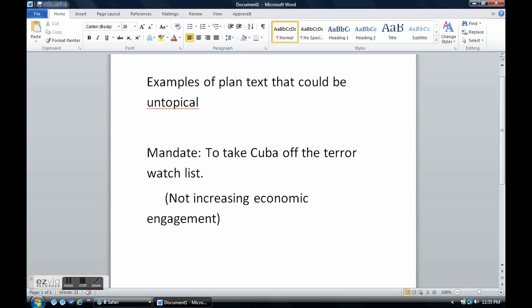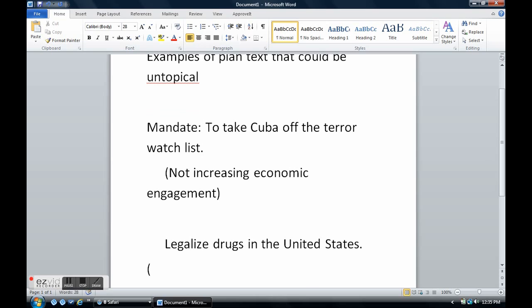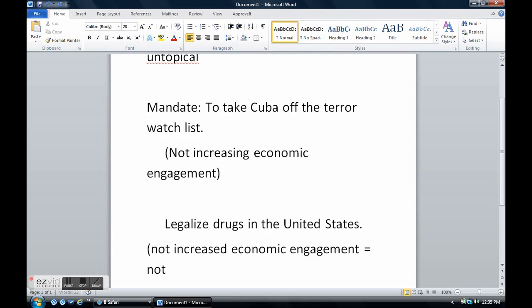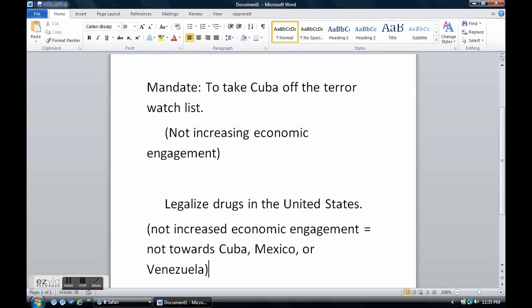repercussions to that. Another example would be legalized drugs in the United States. First of all, that violates the economic engagement part of the resolution. It also violates the part of the resolution that says that our increased economic engagement needs to be toward Cuba, Mexico, or Venezuela. Sorry, that should be toward, not towards. So again, you're looking only at plan, only at mandate, and then you're finding a word in the resolution that would seemingly violate.